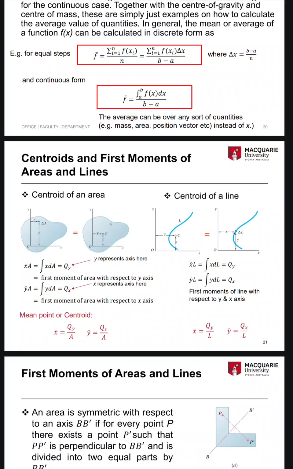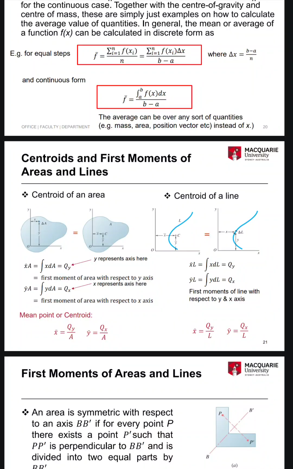Center of an area. x bar A equals the integral of x dA equals Qy, the first moment of area with respect to the y-axis. y bar A equals the integral of y dA equals Qx, the first moment of area with respect to the x-axis. The mean point or centroid: x bar equals Qy by A, y bar equals Qx by A.